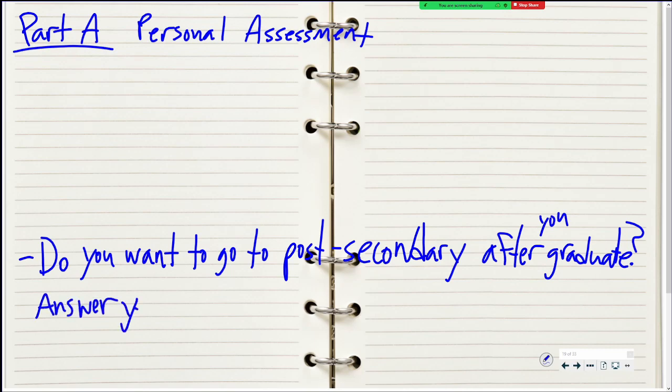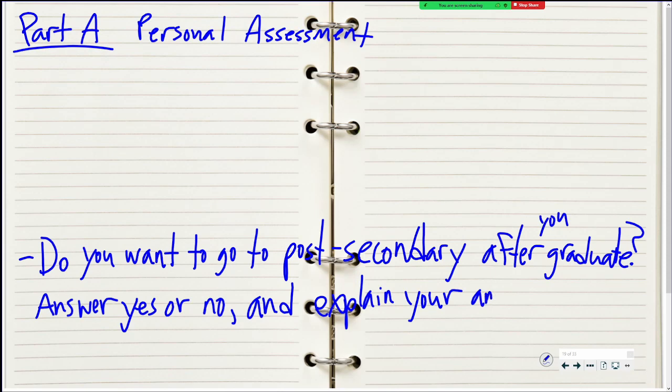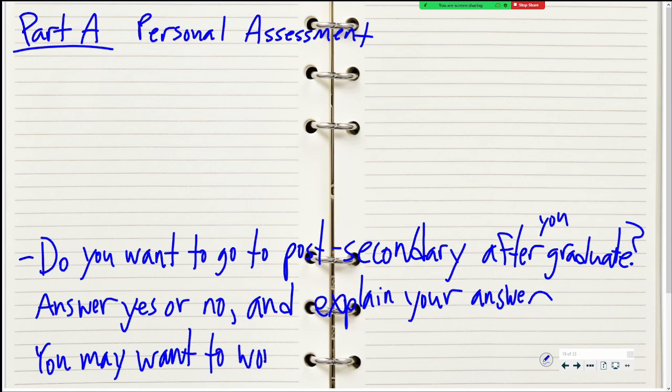You've got to say yes or no, and you've got to explain your answer. Maybe you want to wait a few years, or you may want to work first. So you could kind of phrase it two ways.